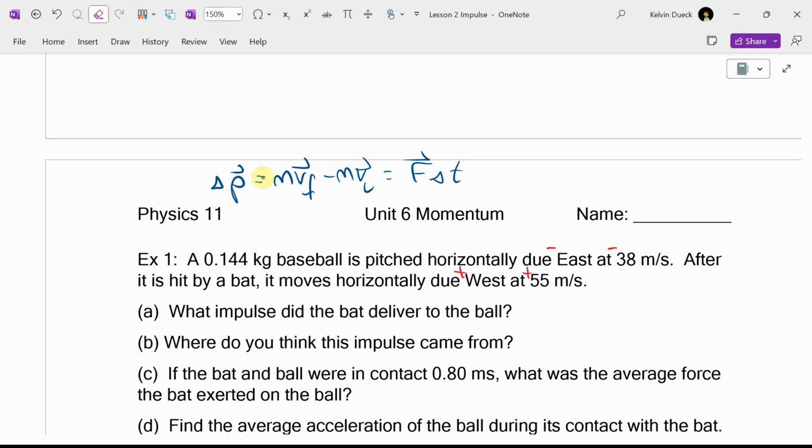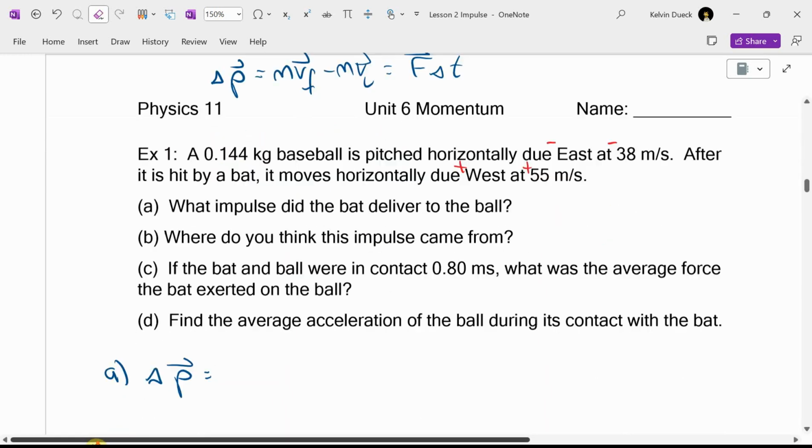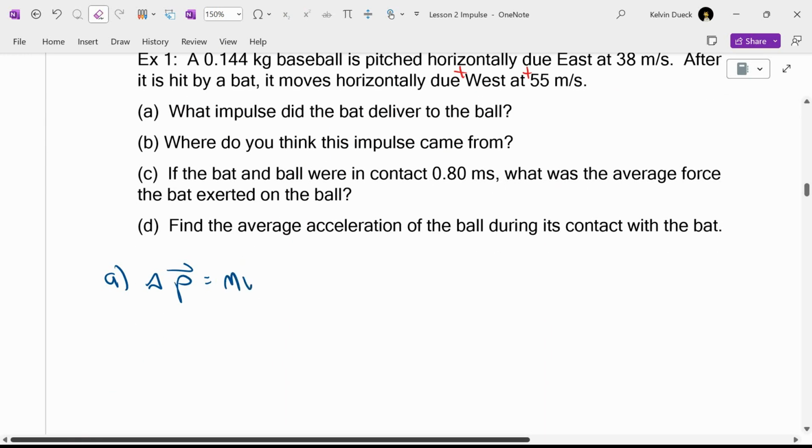It's also mv final minus mv initial. Did they give you a mass in this question? Did they give you a final velocity? And an initial velocity? Ding, ding, ding. I'm going to use this version. That's how I figure it out. I look at what they gave me. So we're going to go mv final minus mv initial.